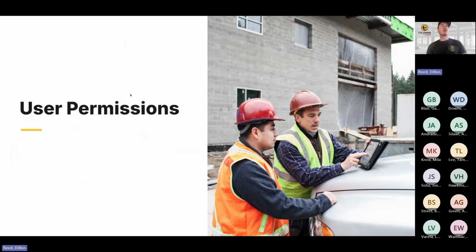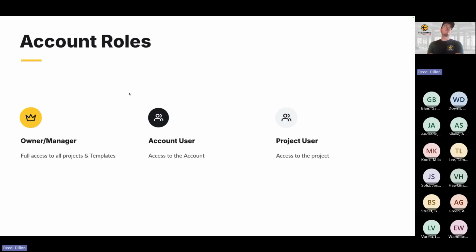So I just want to go over some high level stuff here, just so you're aware when you're setting up projects or adding people. So user permissions, there's account level permissions, and then there's project level permissions. So account roles are going to be at the account level. You'll have owners and managers who will have access to everything, all projects, all templates. Then you'll have account users, which most likely will be a lot of you.